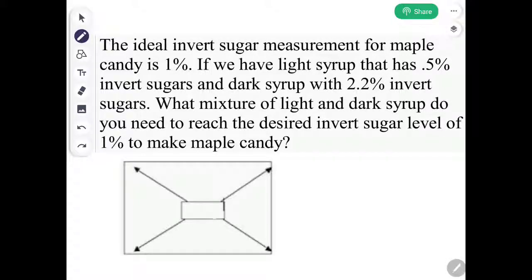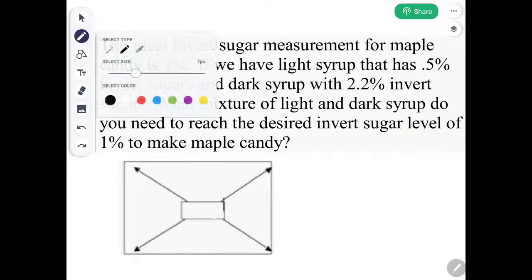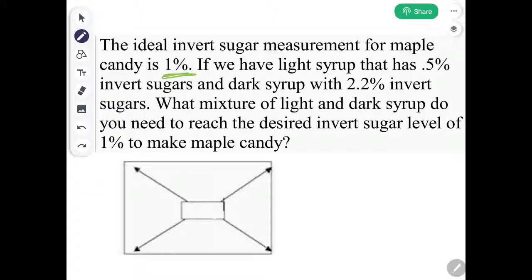A Pearson square is easiest to use when we're talking a mixture problem. While mixture problems can be solved with systems of linear equations, a Pearson square helps expedite that process, makes it easier. So we put the amount that we want to end up with, the 1%, in the middle of this square, 1%.